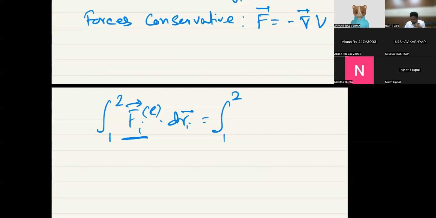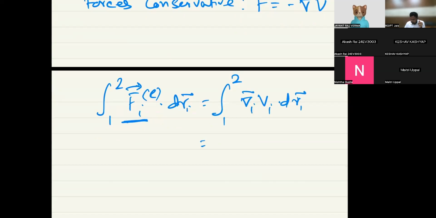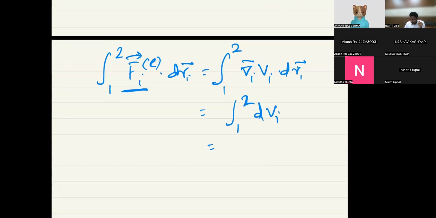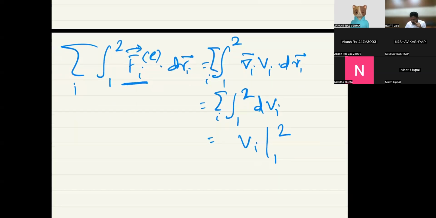So let's say we write this as minus the gradient of V_i, dot dr_i. If you do this integration, it will be the integral from 1 to 2 of dV_i, which will be equal to V_i evaluated from 1 to 2. And you can do this summation over all the particles also. This will be minus V_i, summation over i. So this is basically the first term.